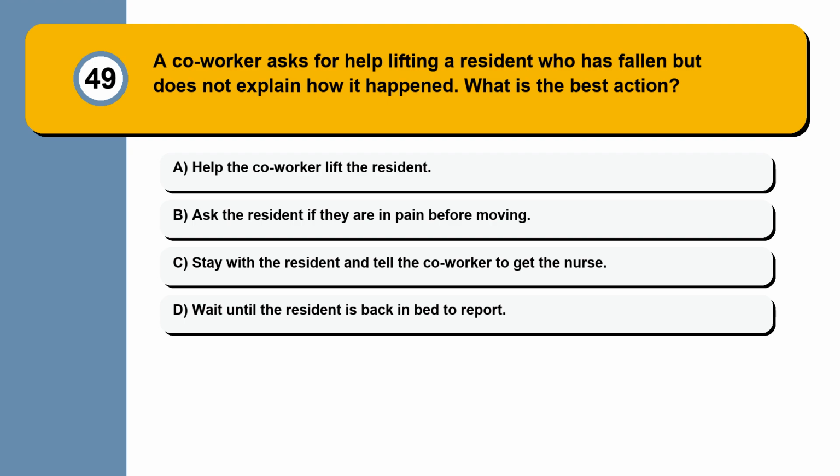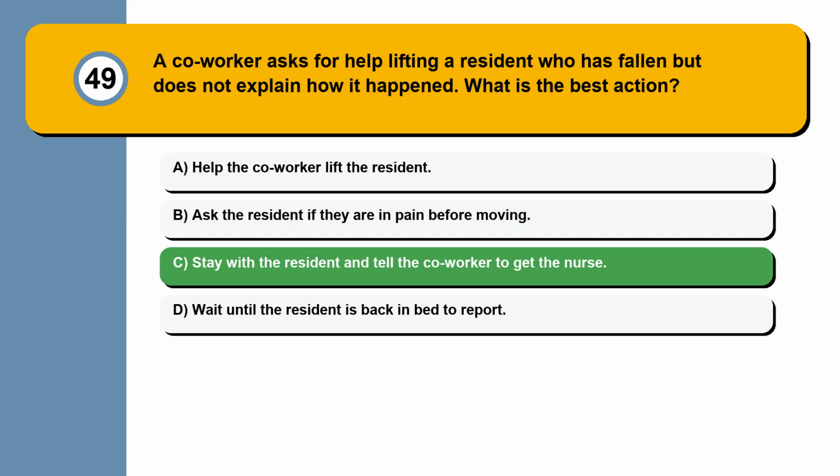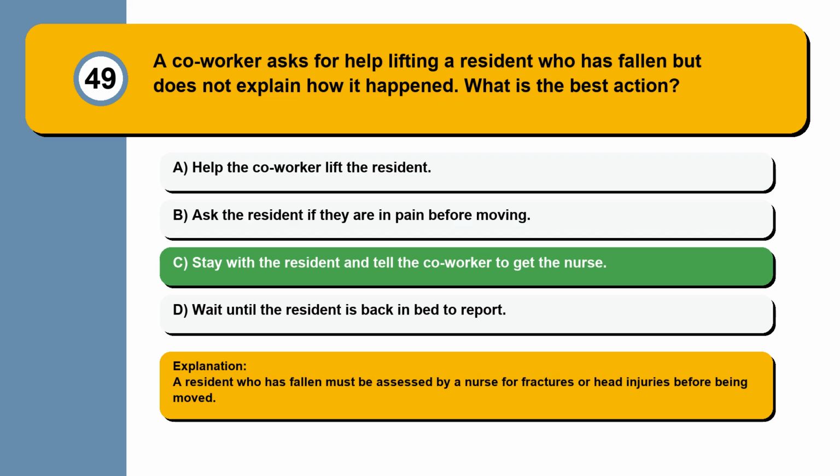Question 49. A coworker asks for help lifting a resident who has fallen but does not explain how it happened. What is the best action? Help the coworker lift the resident. Ask the resident if they are in pain before moving. Stay with the resident and tell the coworker to get the nurse. Wait until the resident is back in bed to report. A resident who has fallen must be assessed by a nurse for fractures or head injuries before being moved.